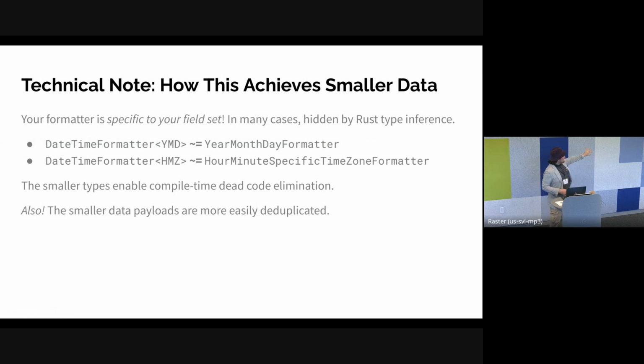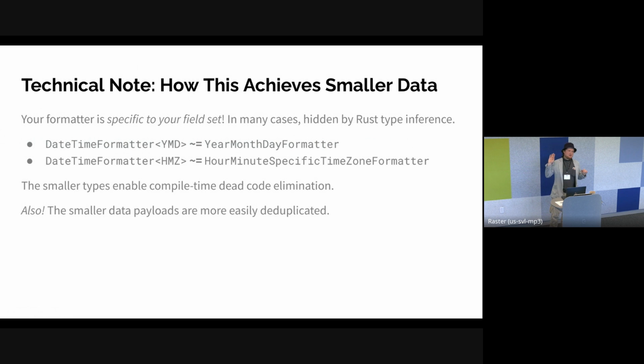So by having a datetime formatter that's parameterized by the field set, you're not actually getting just some datetime formatter. You're actually getting a specific type of datetime format, for example, a year, month, day formatter, right? And by having that, it means that the compiler is able to, at compile time, do dead code elimination so that you actually only end up with the pieces you needed for year, month, day formatting.